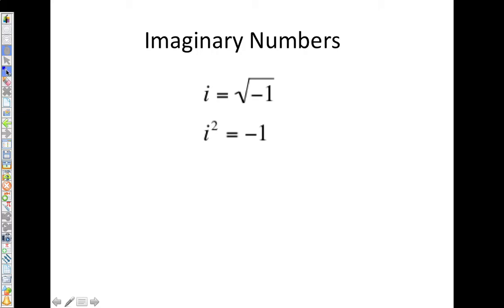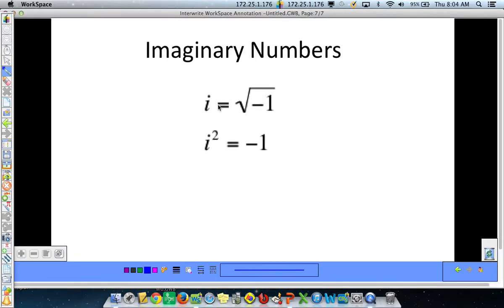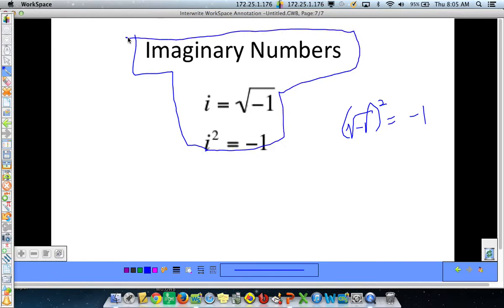So therefore, they decided that the square root of negative 1 will equal the number i, the imaginary number i. If we square both sides of that equation, you get i squared, and if you square the square root of negative 1, it equals just negative 1. The square and the square root cancel each other out, and you just get negative 1. So this is our definition of imaginary numbers. Whenever you see the number i, you need to remember that it equals the square root of negative 1.